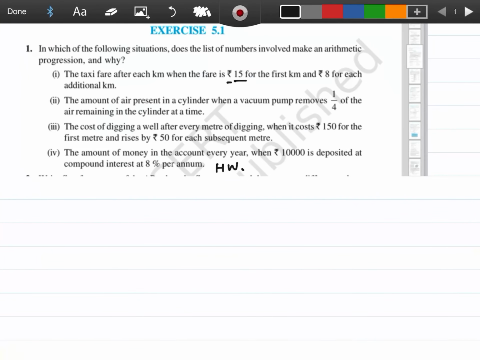Exercise 5.1, class 10th, maths. Hello children, in the previous video we have learnt what is the meaning of AP, arithmetic progression. We have seen that in an arithmetic progression the common difference d remains the same, or the difference between each consecutive term remains the same.